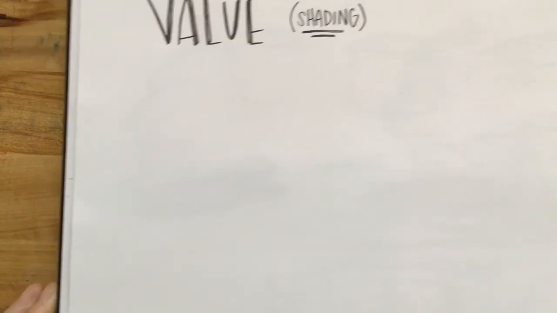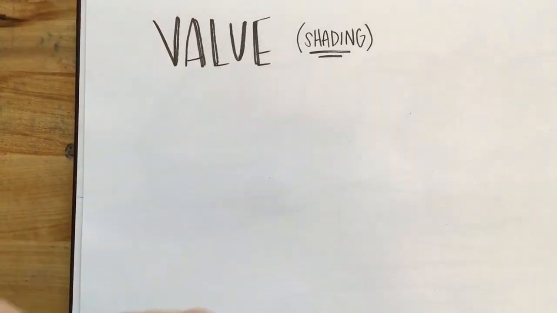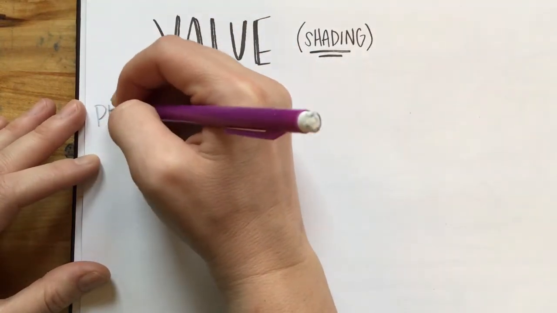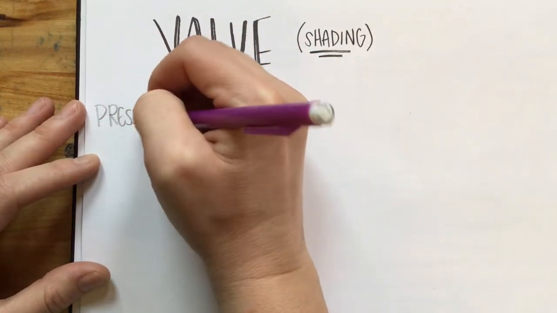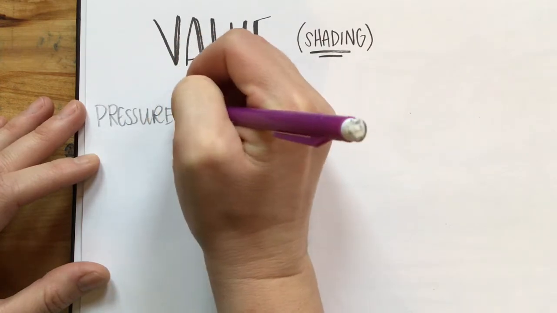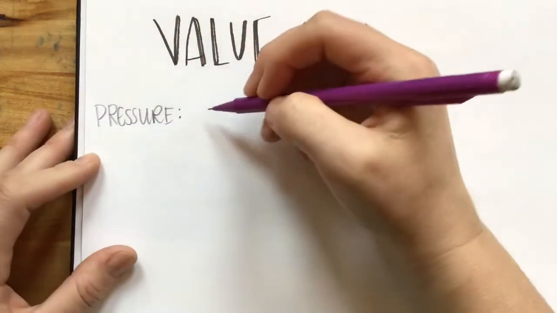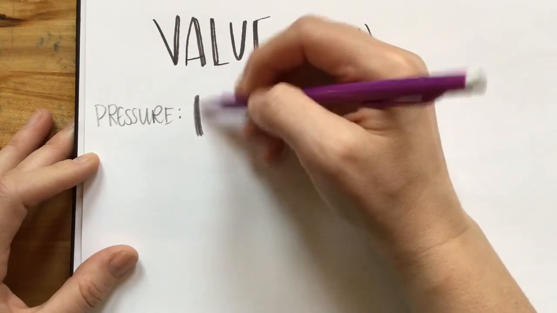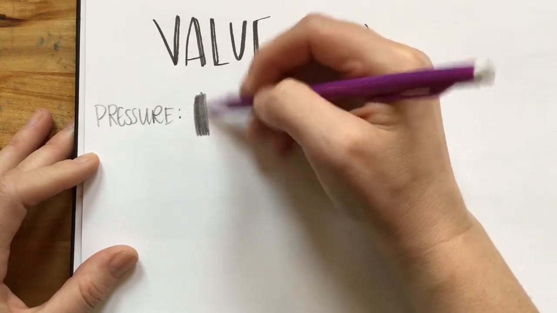Hey friends, today we're going to explore how to create value or shading for our three-dimensional drawings. There are a bunch of different ways you can create value in a drawing. The first one I'm going to tell you about is pressure. Pressure is how hard or light you press with your pencil to create a darker or lighter value.